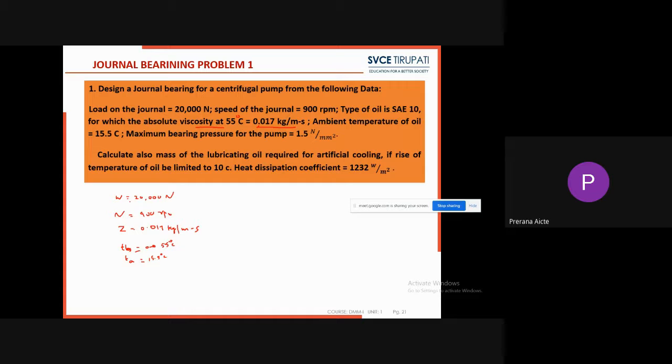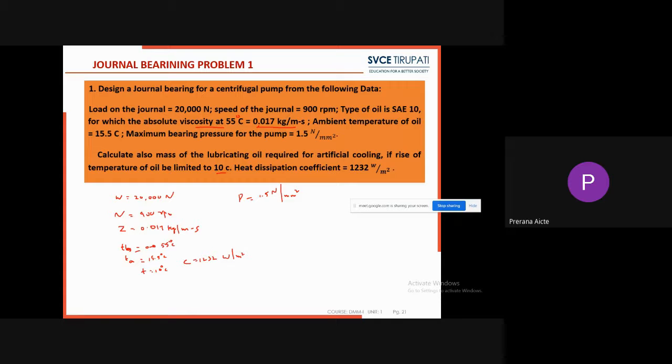Okay? All right. So bearing pressure they will give. That is P is equal to 1.5 newton per mm square. Okay. And one more is the rising temperature. See here, 10 degrees. That is called T. T is equal to 10 degrees Celsius. It is called the rising temperature. Okay. And heat dissipation coefficient, C is equal to 1232 watt per meter square. Like that, first you write the given data very clearly, then only we have to calculate the remaining variables.